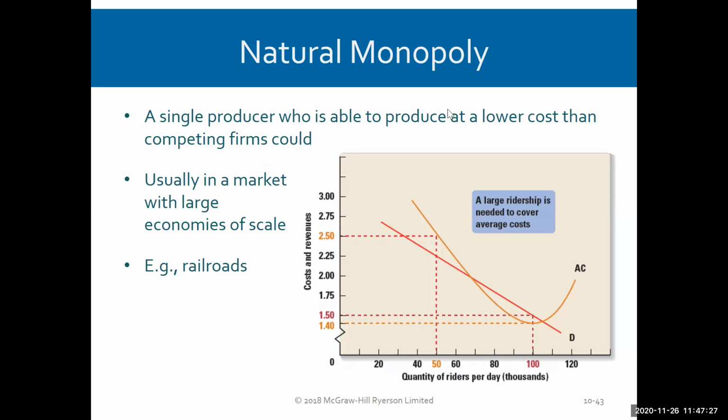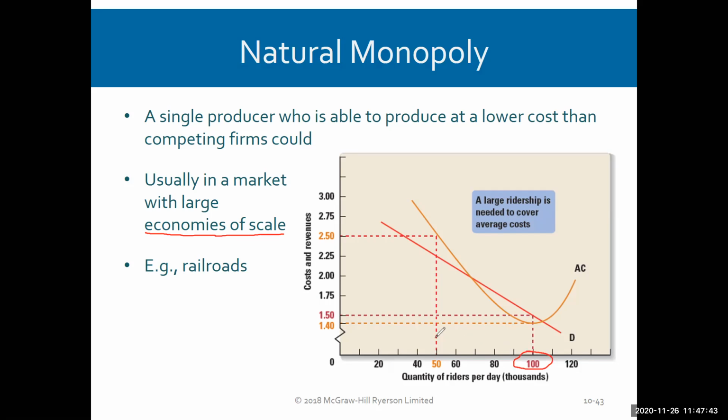First, let's start with a natural monopoly. A natural monopoly arises because of economies of scale. Usually the company sets up, it costs an awful lot of money, and they need a huge amount of sales to be able to make some profit in the long run.